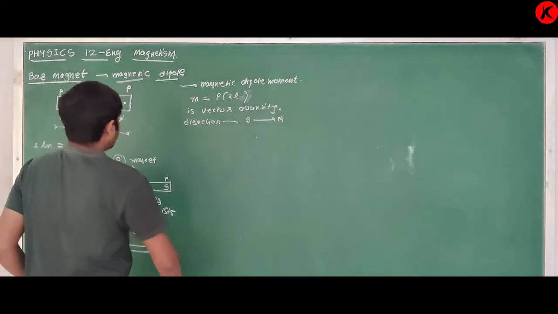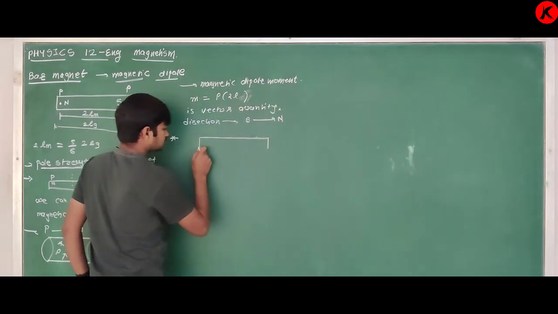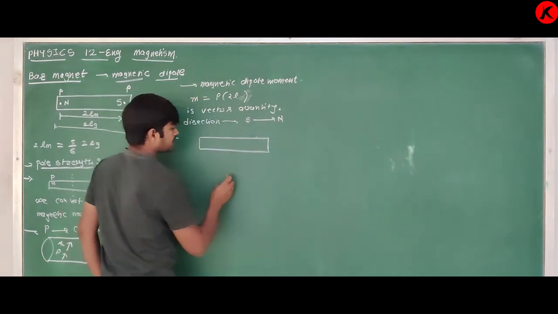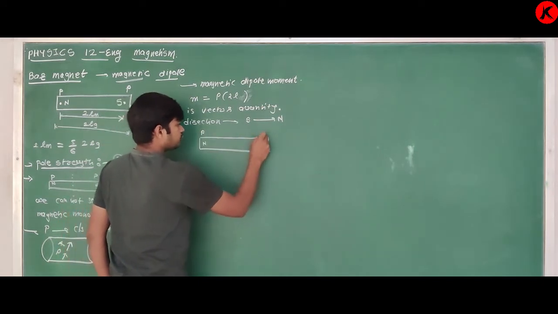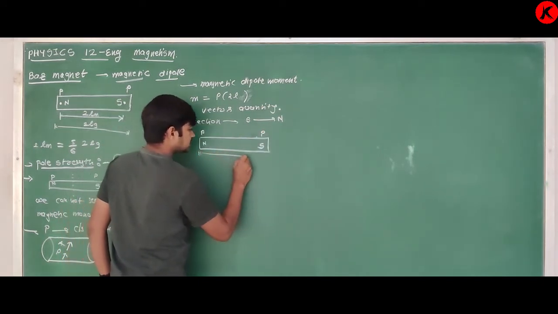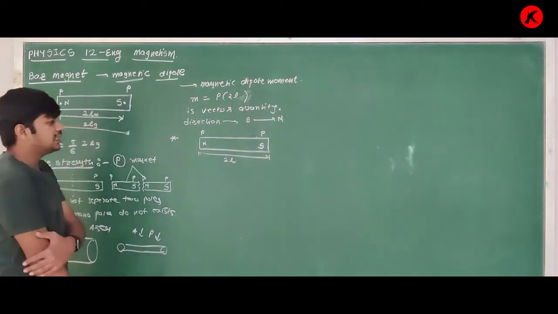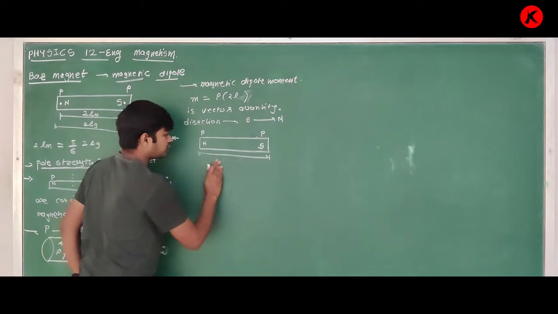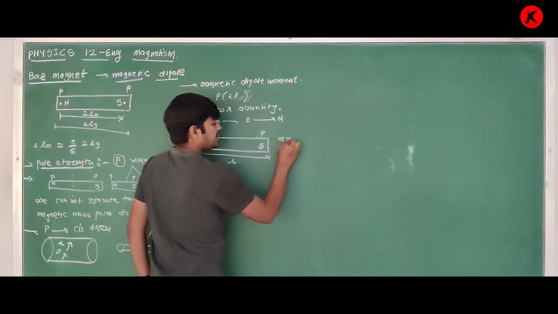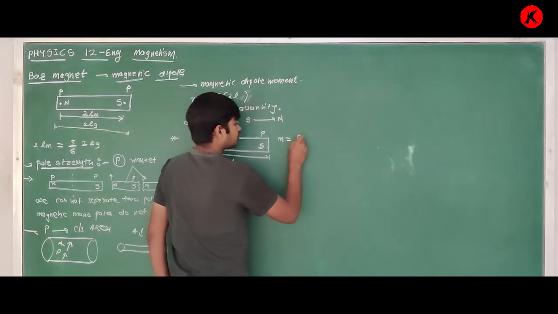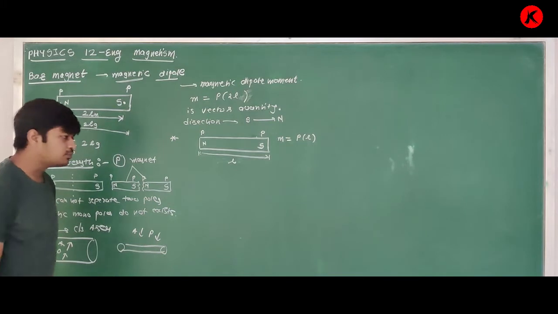Now see, if I have one magnet with north pole and south pole, pole strength P, and its length is L, for example. Then what is the magnetic moment of this? The magnetic moment M is equal to pole strength into distance between the two poles.